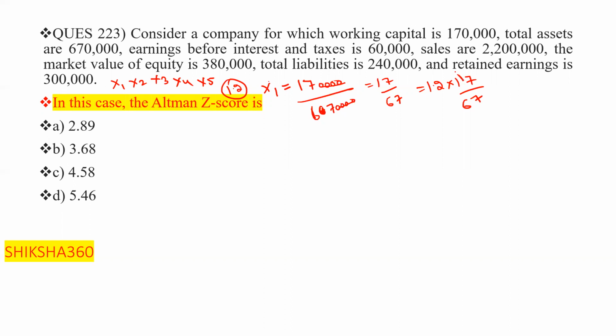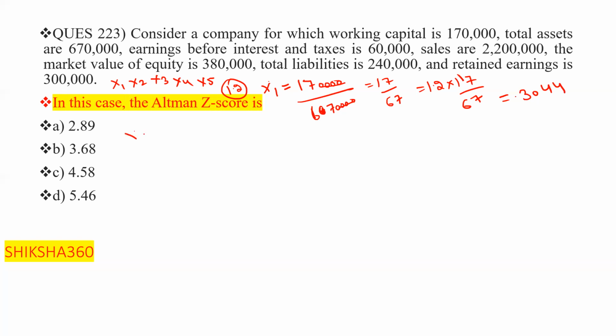Clear? We will calculate here directly every point. 1.2 into 17 divided by 67. So we will get the first factor. Please tell fast, what is the answer? 1.2 into 17 divided by 67 is 0.3044. Clear? I will get here 0.3044.